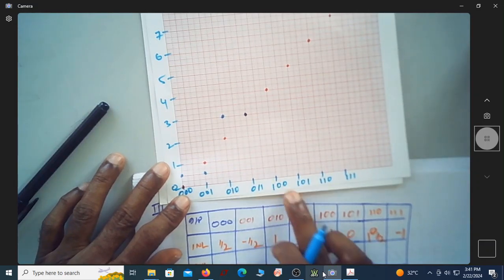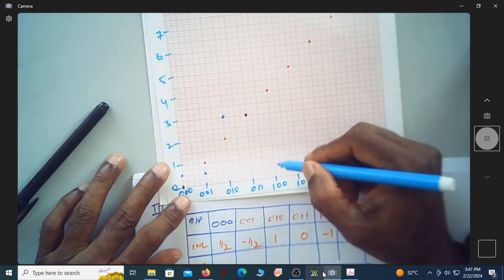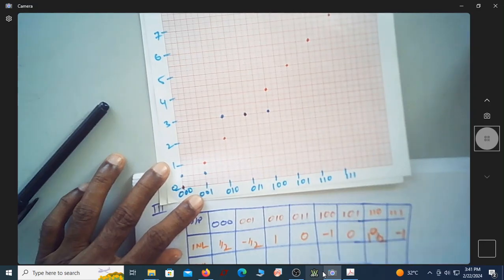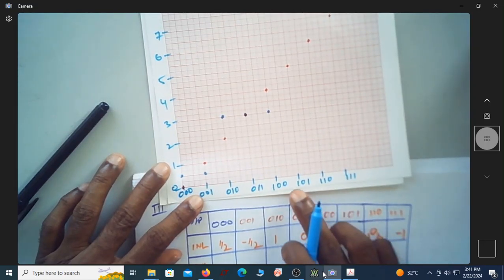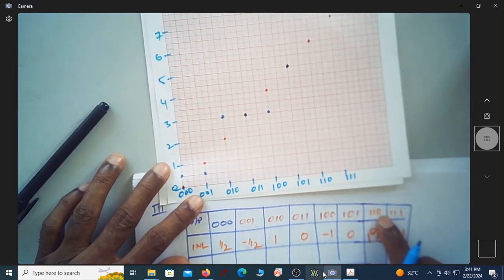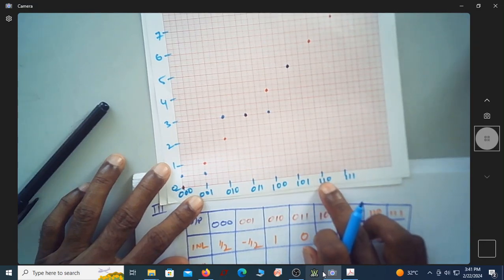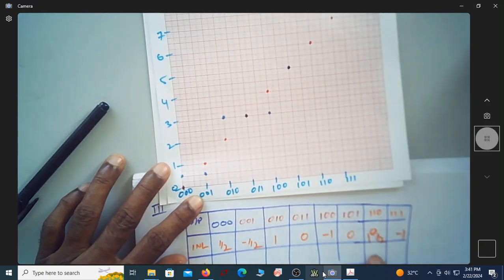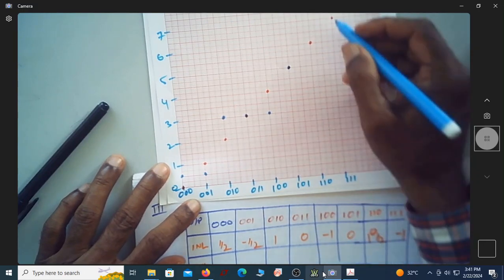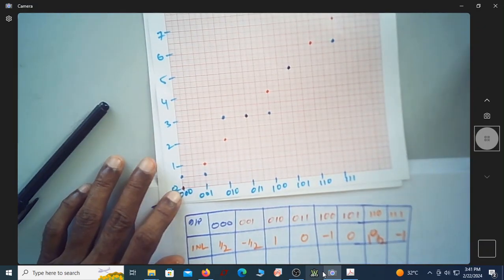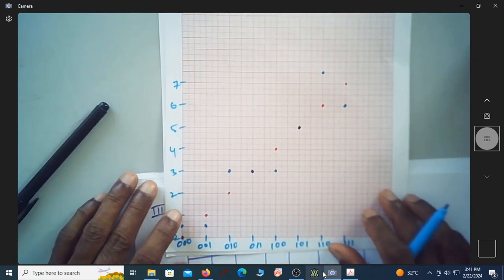Next for 100, it's actually minus 1. So for 100, this would have been here, but it is minus 1 LSB less. Then for 101, it is 0, so it's here. Then for 110, it is 1.5. This is 110, it's 1.5 LSB more, so it's here. Then for 111 it's minus 1 LSB. For 111 it is minus 1 LSB, it's actually here. This is how we are plotting.